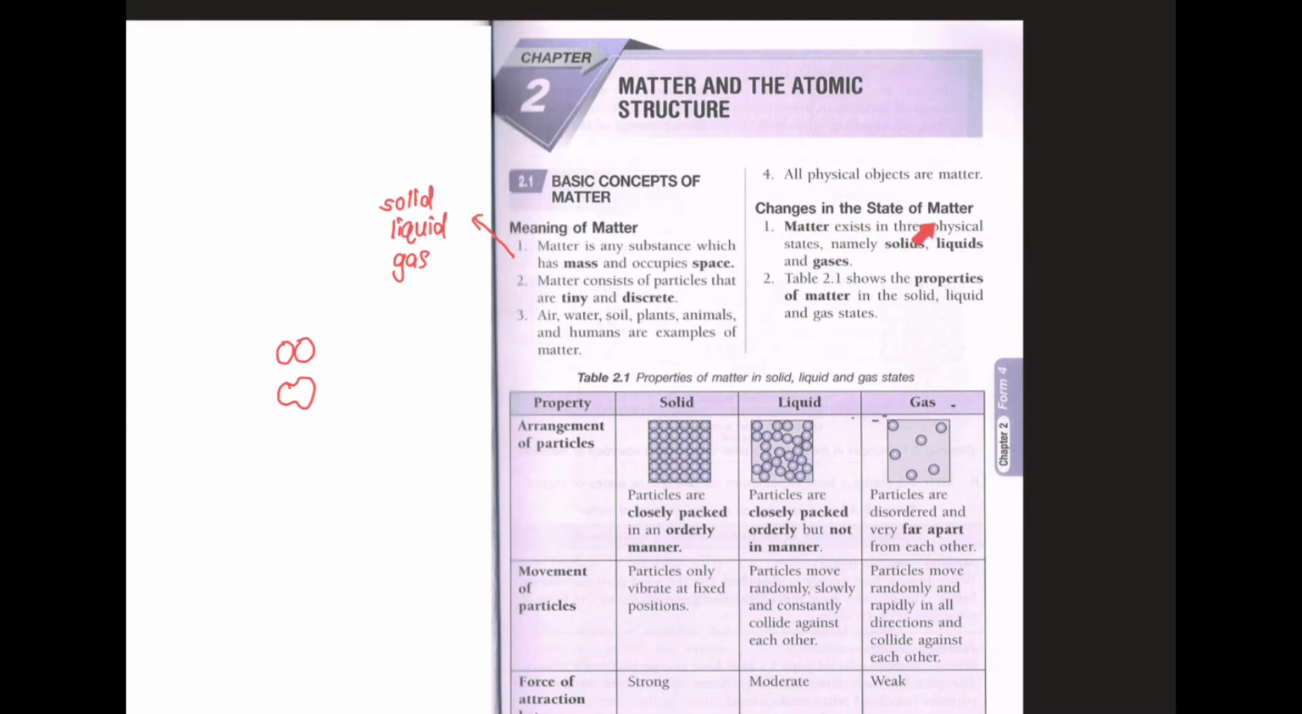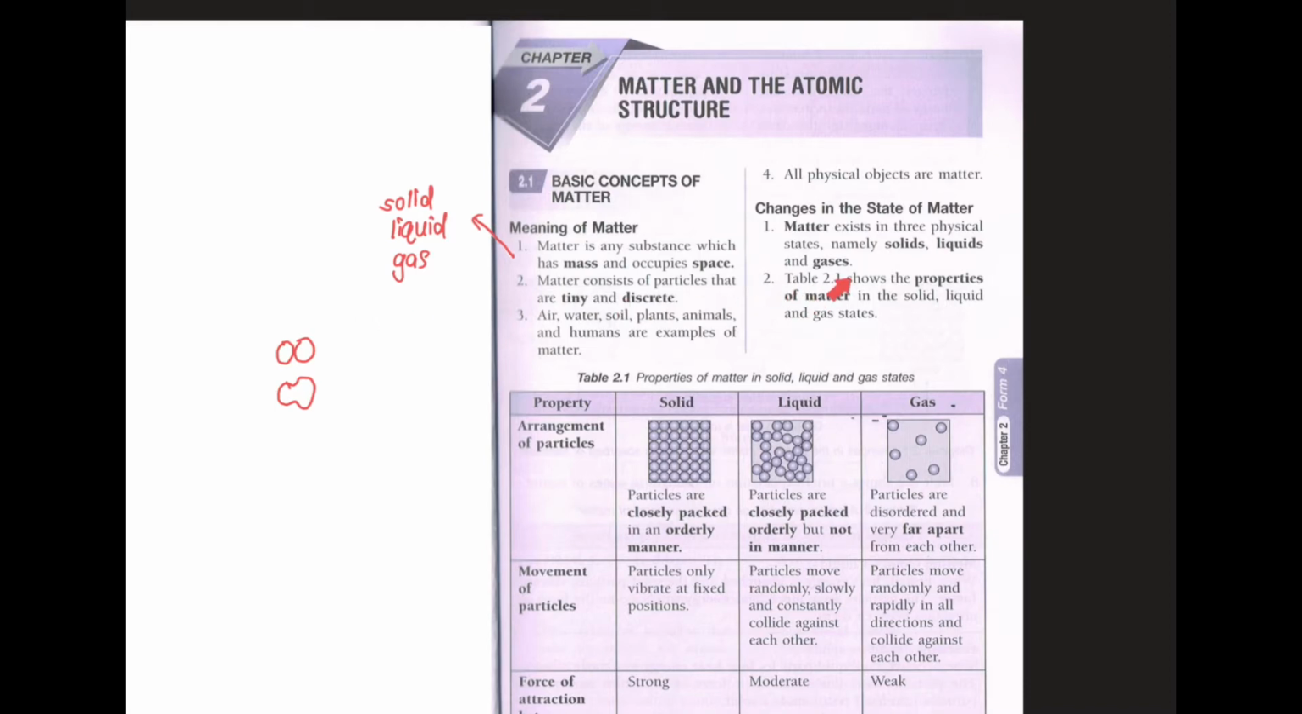Changes in the states of matter. So number 1, you can see matter exists in 3 physical states, namely solid, liquid, and gases. So solid, liquid, and gases, they are known as the 3 physical states of matter. Physical state. So when we say physical, that means you can see it, for example. Okay, so you can see it is solid, you can see it is liquid, you can see it is gas.